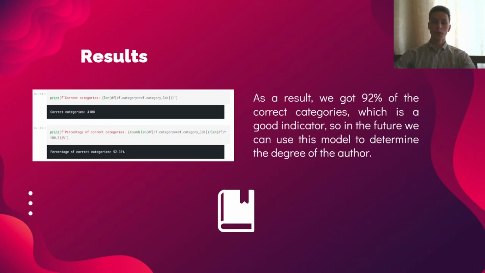And as a result, we got 92% of the correct categories, which is a good indicator. So in the future, we can use this model to determine the degree of the author.